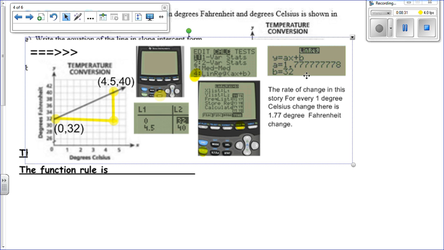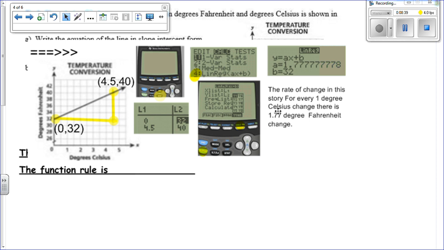So the rate of change in this story means that for every 1 degree Celsius, if I go over 1 degree here, I'm going up 1.78 degrees Fahrenheit. Okay? That's the rate of change. That's all it means. So we have the story, and then we have the function rule. Let's keep it moving.